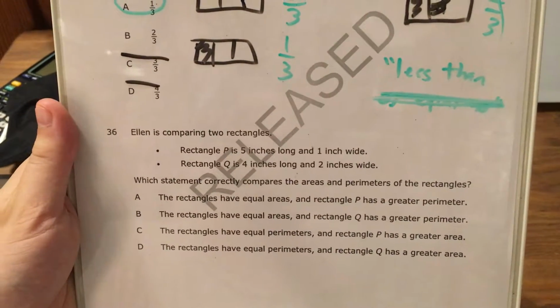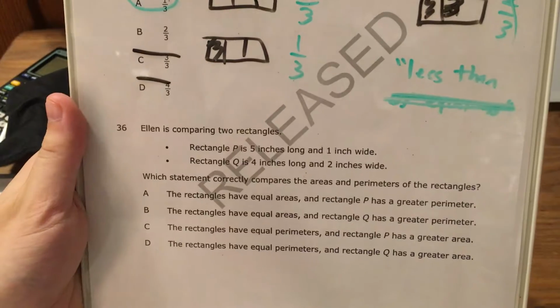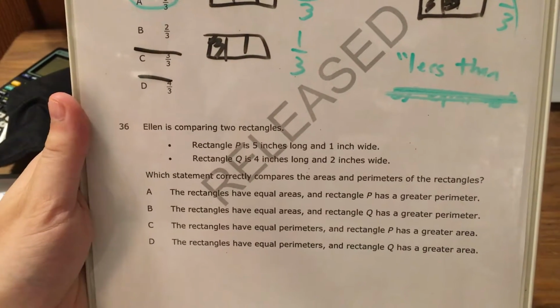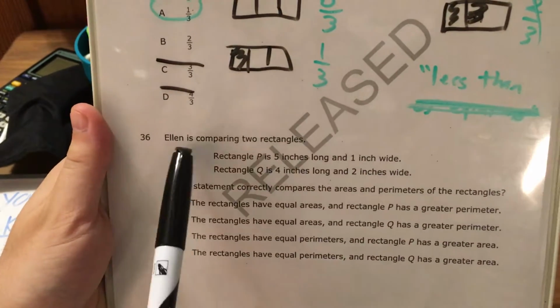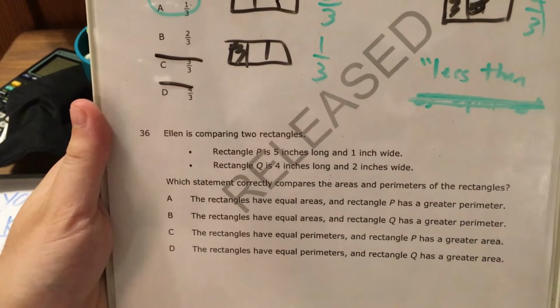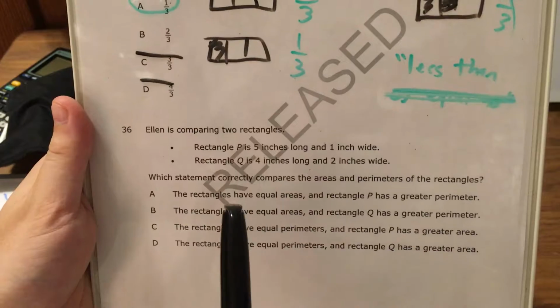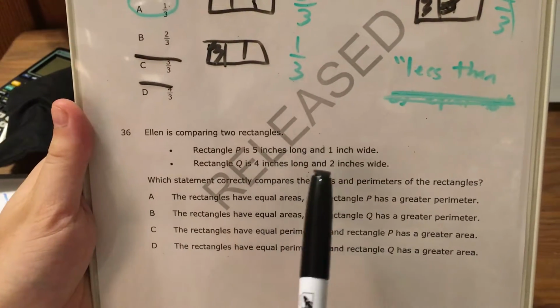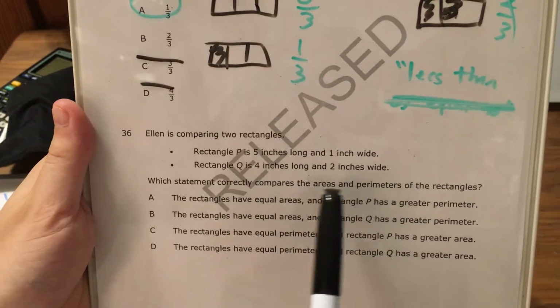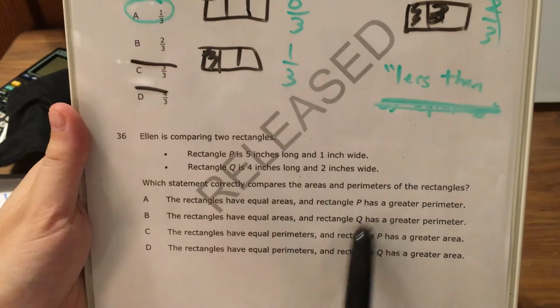This is Mr. W. Today we're going to tackle question 36 in the third grade math questions that North Carolina released this past year. We see that Ellen is comparing two rectangles because apparently that's what she likes to do for fun. We have rectangle P, 5 inches long and 1 inch wide. Rectangle Q is 4 inches long and 2 inches wide. And we're supposed to talk about the areas and perimeters of these rectangles.